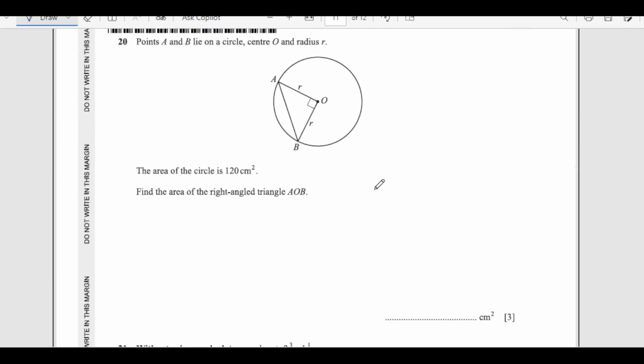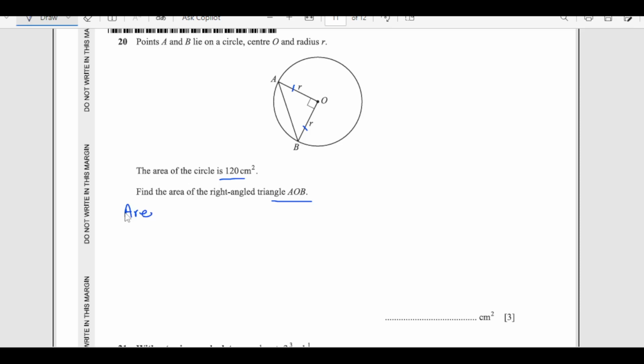Number 20. Points A and B lie on a circle with center O and radius r. The area of the circle is 120 centimeters squared. Find the area of the right-angled triangle AOB. If you look at the diagram carefully, this is triangle AOB, and these are both radii, which is r, and this is a right-angled triangle. The area of the circle is given, so let's start with whatever we are given here.